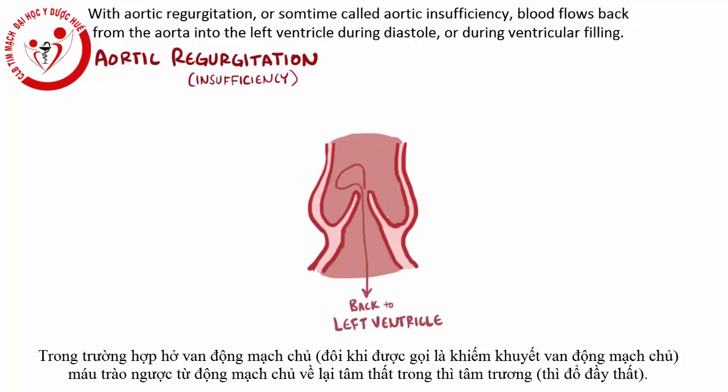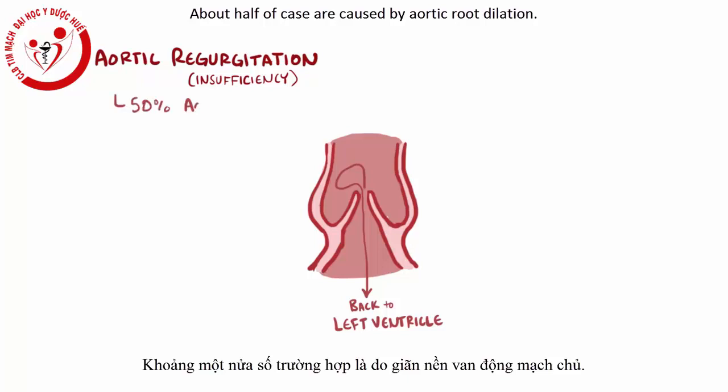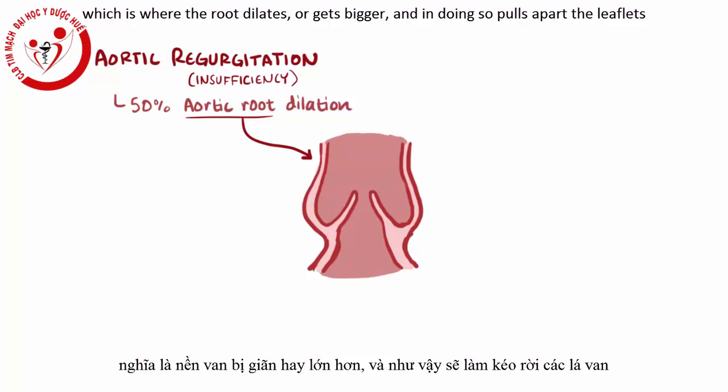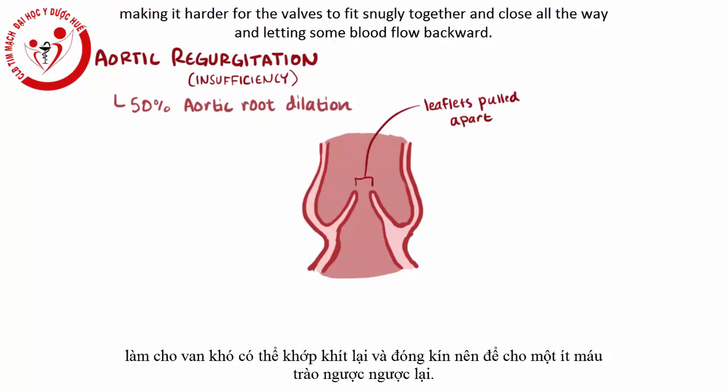during ventricular filling. About half of cases are caused by aortic root dilation, which is where the root dilates or gets bigger, and in doing so pulls apart the leaflets, making it harder for the valves to fit snugly together and close all the way, and letting some blood flow backward.